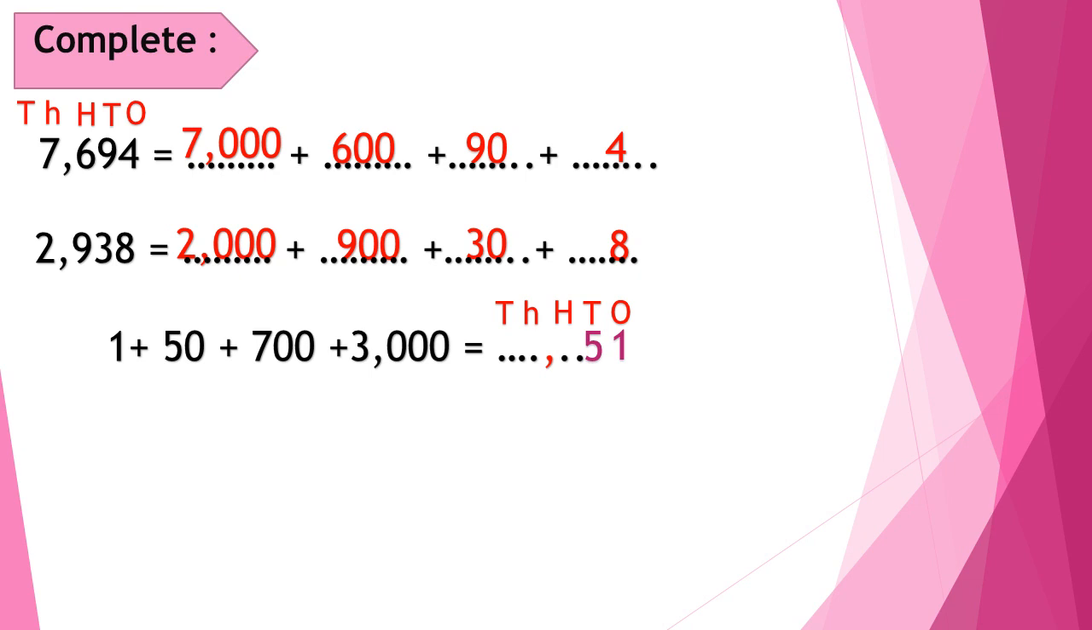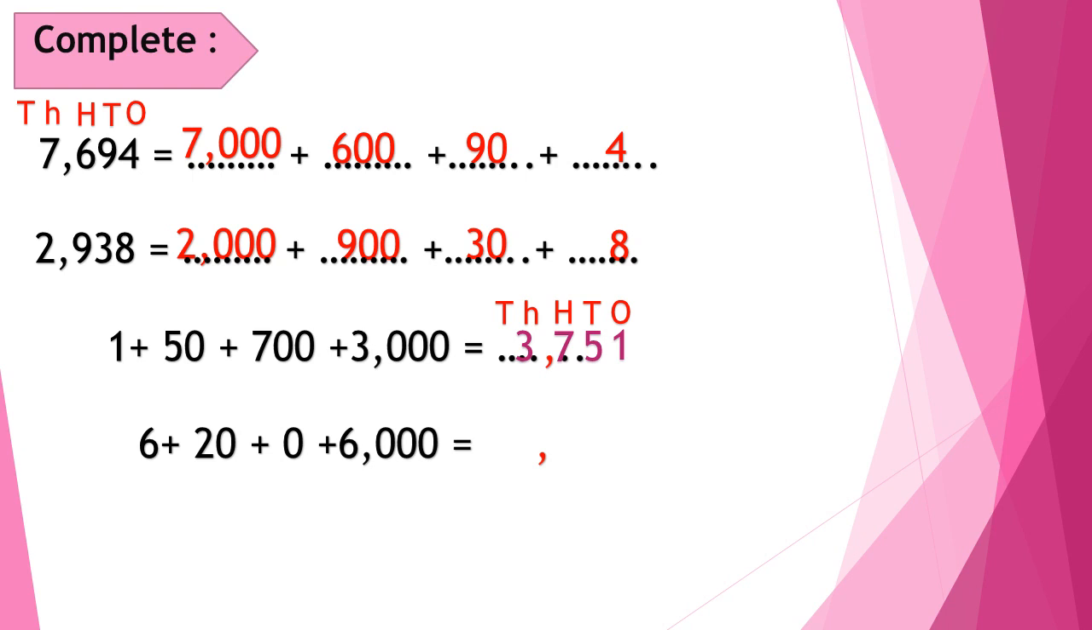700, does it have any zeros? Yes, it has 2 zeros, so it belongs to hundreds. Then we write 7 in hundreds without any zeros. 3,000 has 3 zeros, so it belongs to thousands. Then we write 3 in thousands without any zeros. Then 1 plus 50 plus 700 plus 3,000 equals 3,751.